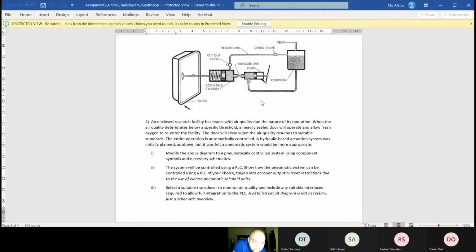The entire operation is automatically controlled. A hydraulic-based actuation system was initially planned as above, but it was felt a pneumatic system would be more appropriate. One of the reasons, why do you think in this situation I've chosen a pneumatic as opposed to a hydraulic system? Because it works off air, pneumatics, on pressure, I mean. Both do. They're both very similar concepts.